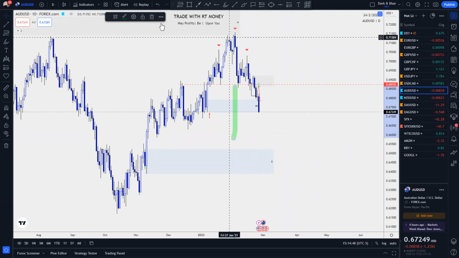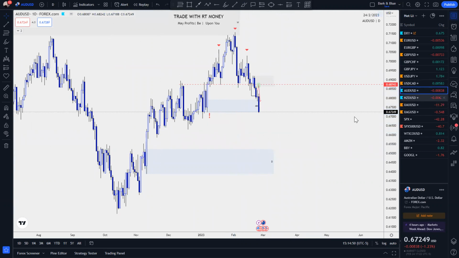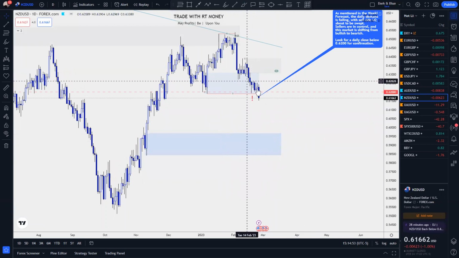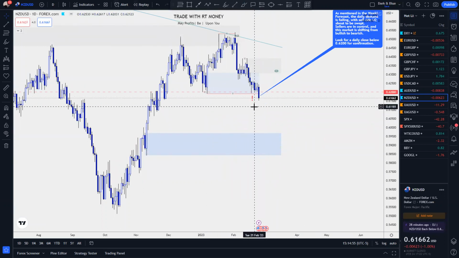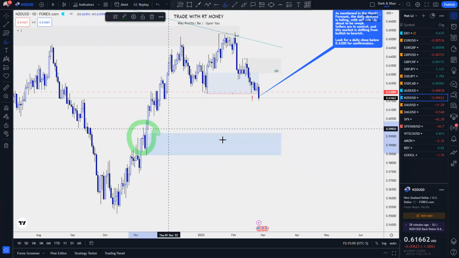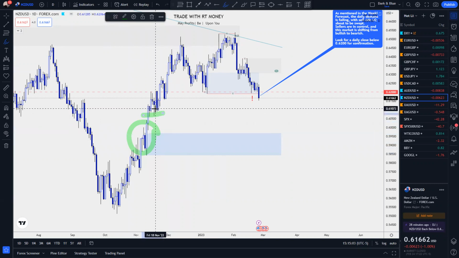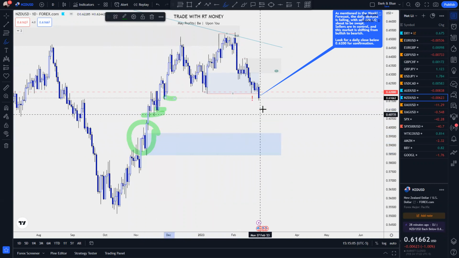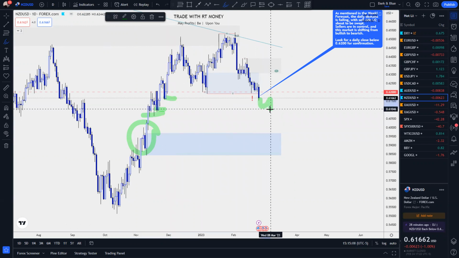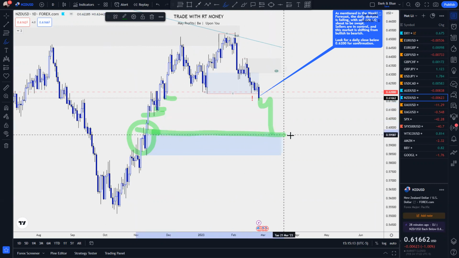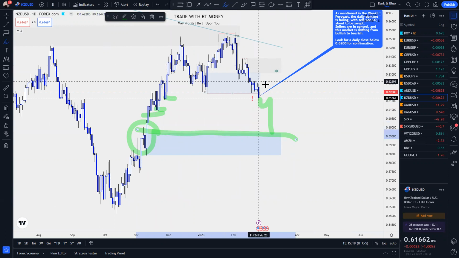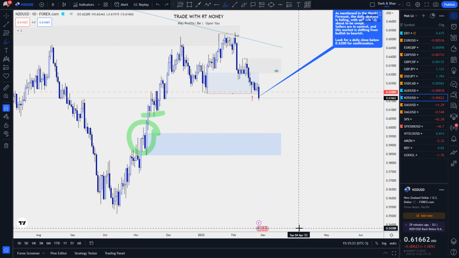You understand? All right. So if we have that same thinking with NZDUSD, I'm thinking that price is probably coming down here to sweep these lows for liquidity, and maybe we may see that it ends up down here, right around 0.6000.